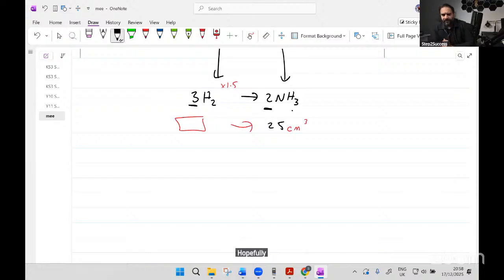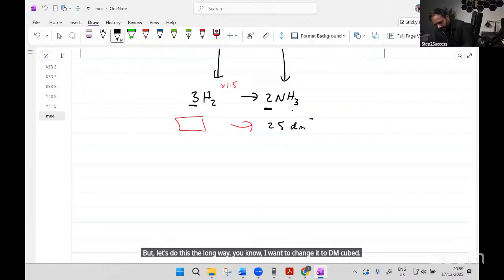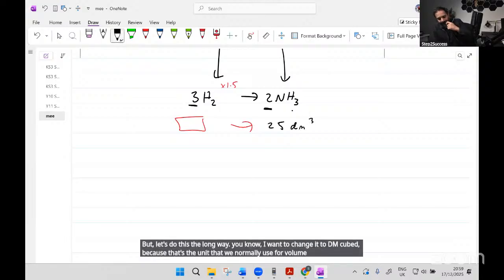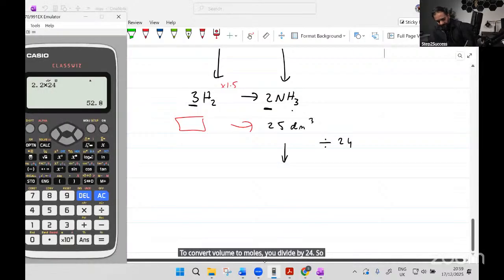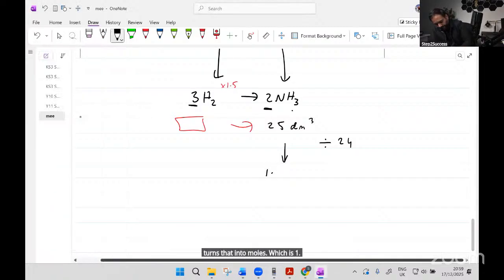Hopefully this will work. I don't like making up these calculations. But let's do this the long way. And I'm going to change to dm cubed because that's the unit that we normally use for volume. If I said, right, let's do this using the whole moles process. To convert volume to moles, you divide by 24. So 25 divided by 24 turns that into moles, which is 1.041.